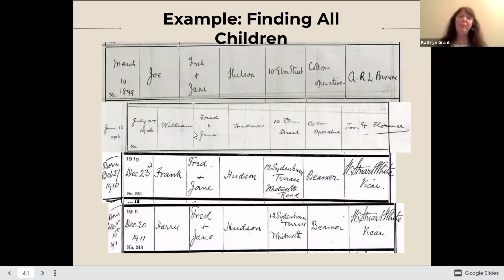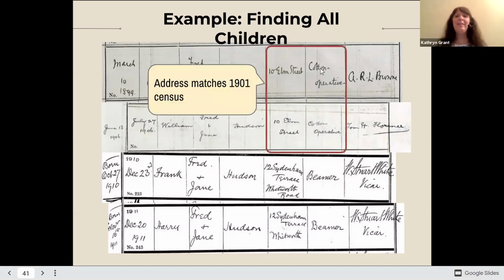What about the other kids? Different location here and a different occupation. Well, what we were able to do is verify this information with the census.